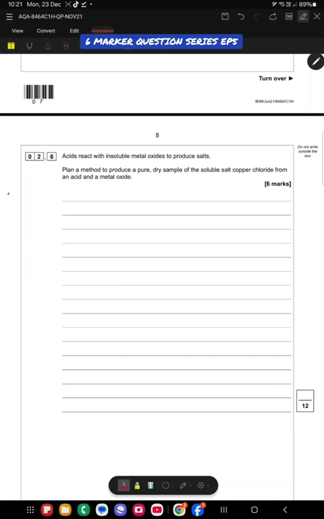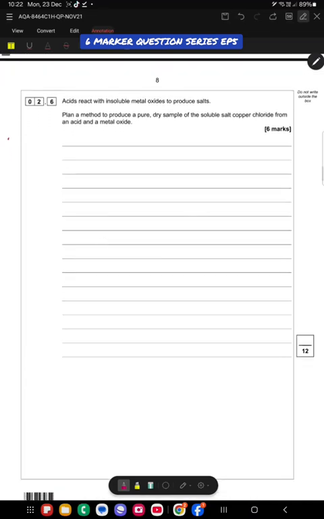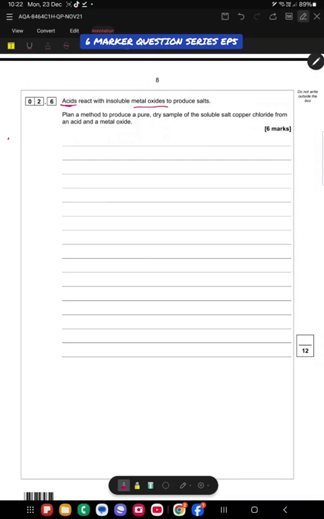All right, today is another 6 marker question. This one is for chemistry higher paper 1. Let's see how we can answer this for the full 6 marks. The question says acid reacts with insoluble metal oxide to produce a salt. Now you are to plan a method to produce a pure dry sample of a soluble copper chloride.